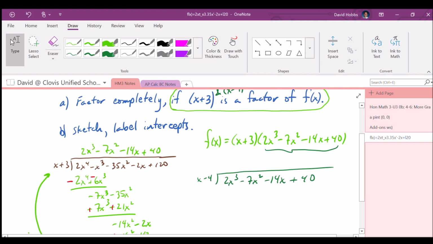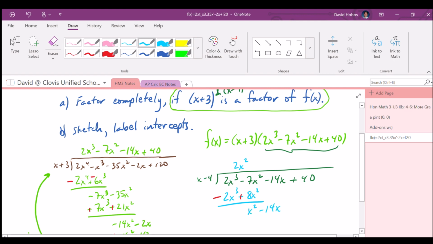Okay, so here we go. We already know the process. What times x gives me 2x to the third? Well, 2x squared. 2x squared times x is 2x to the third. 2x squared times negative 4 is negative 8x squared. Alternate color, distribute a negative. First terms are gone. I am left with x squared minus 14x.